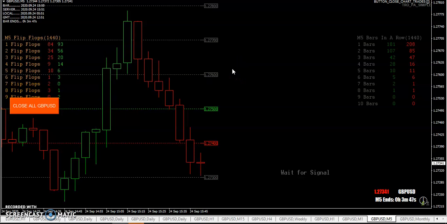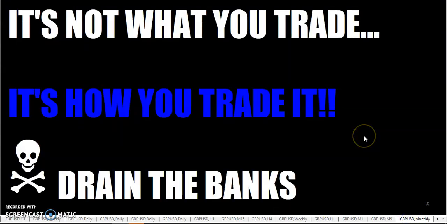So that's the Buzzard reversal: 3 or more bars of the same color in a row, look for price to reverse. So, fellow traders, there's no probability in trading, only statistics. And just remember, it's not what you trade, it's how you trade it.